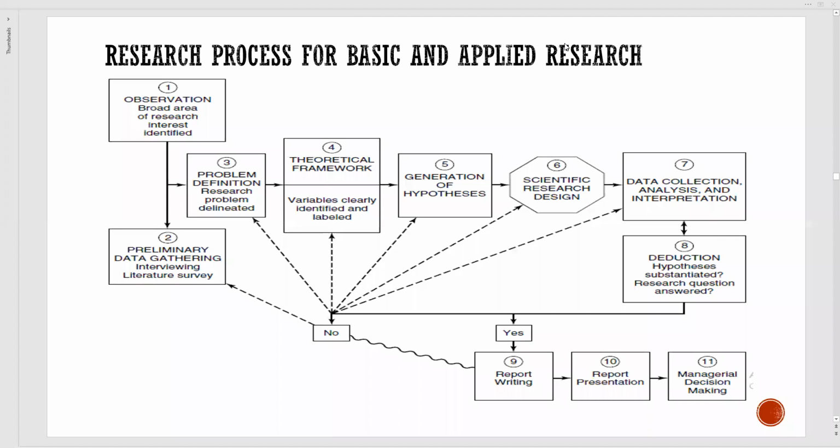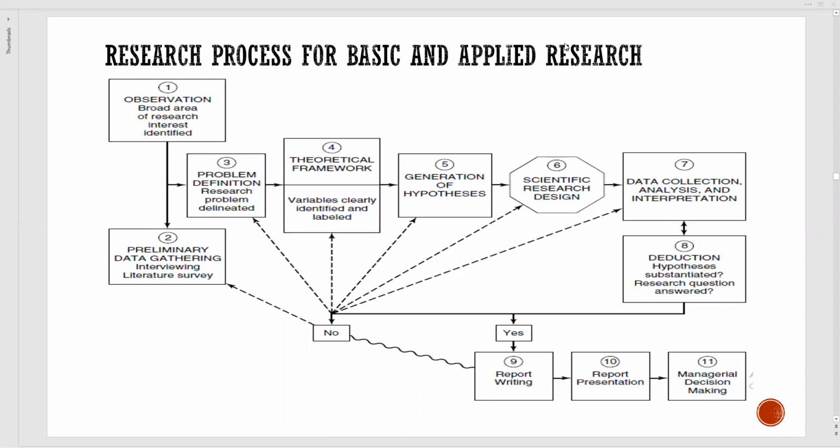Once you interpret, you do deduction, whether your hypotheses were substantiated, supported, or rejected, and whether your research questions were answered or not. And then you start writing your report, present your report, and then leave it for the managers to make a decision. In basic research, there is no managerial decision, but in applied research, obviously there is a managerial decision. So this is a concise summary of your research process, in which we looked in detail at how you search existing literature to identify the gaps.